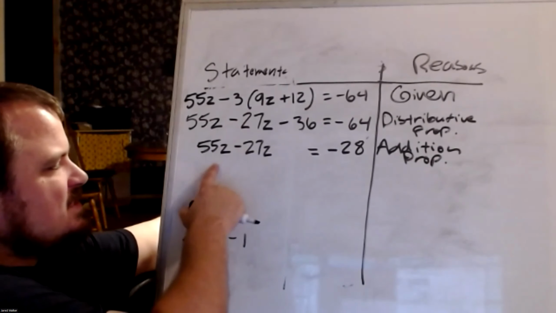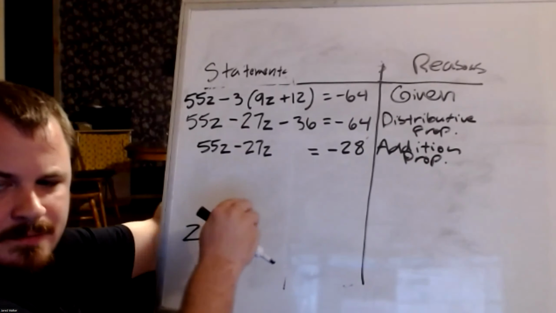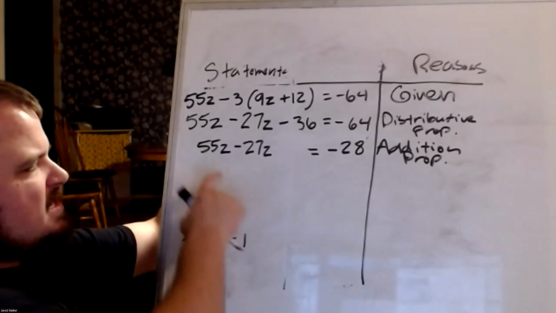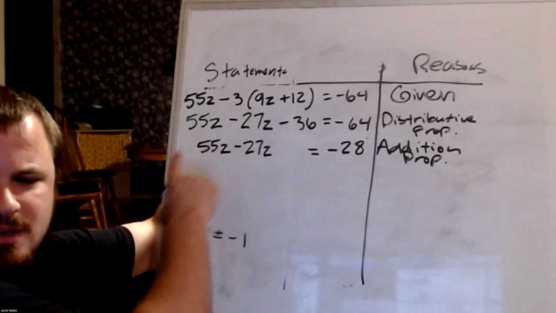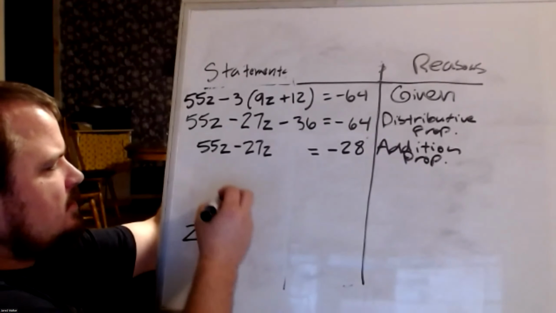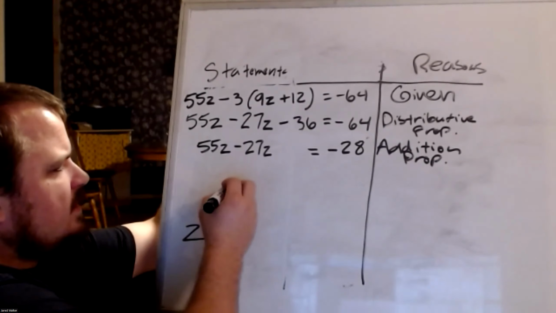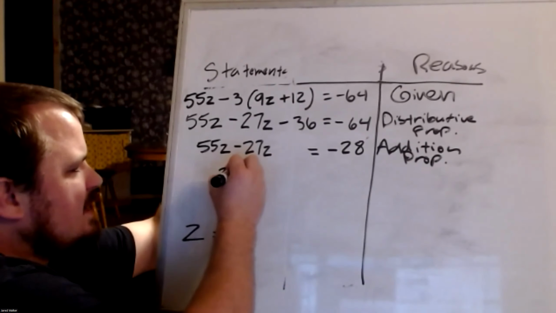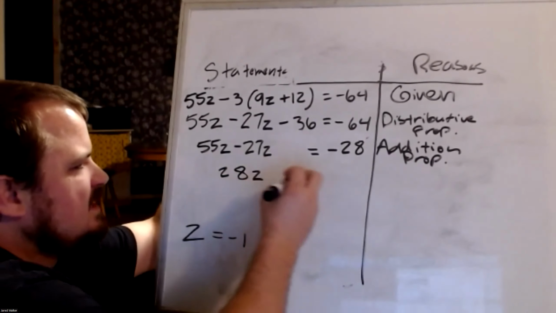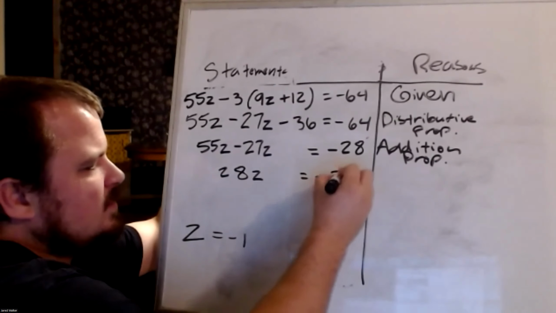We're going to do 55z minus 27z. And what we get here, because we don't want to deal with this, what we wanted to do is 55 minus 27, and that will get us 28z equals negative 28.